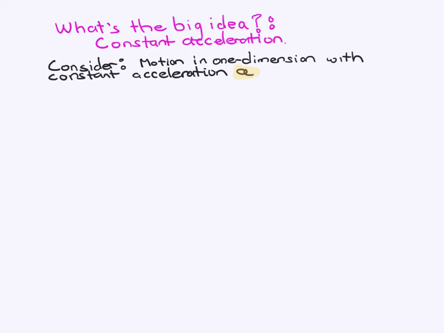So we'll start off by considering the case in which the motion occurs in just one dimension. So objects are moving back and forth in a straight line, and we'll assume that the object is accelerating, but the acceleration remains constant, and it'll have a constant value which we'll call a. So if an object is undergoing a constant acceleration a, let's make a plot of what its velocity is going to be as a function of time.